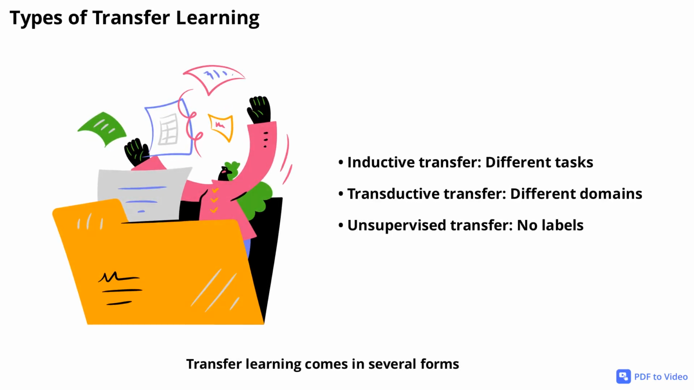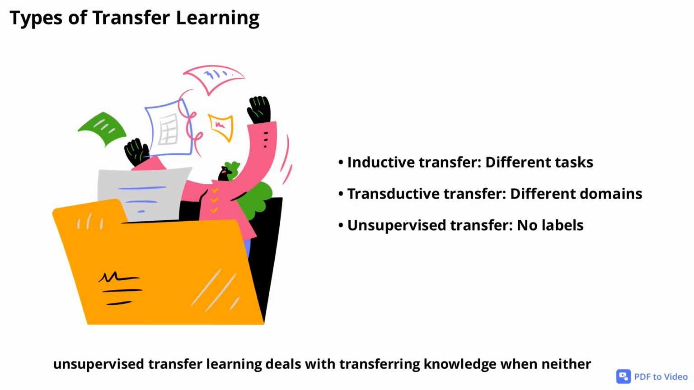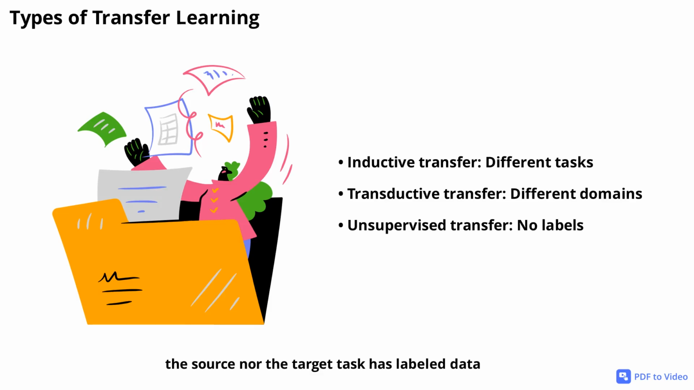Transfer learning comes in several forms. The most common is inductive transfer, where the source and target tasks are different but related. There's also transductive transfer, where the tasks are the same but the domains differ, such as applying a model trained on English text to French text. Finally, unsupervised transfer learning deals with transferring knowledge when neither the source nor the target task has labeled data.